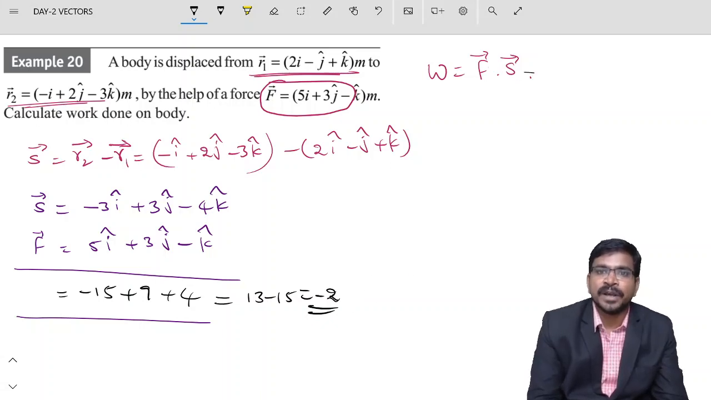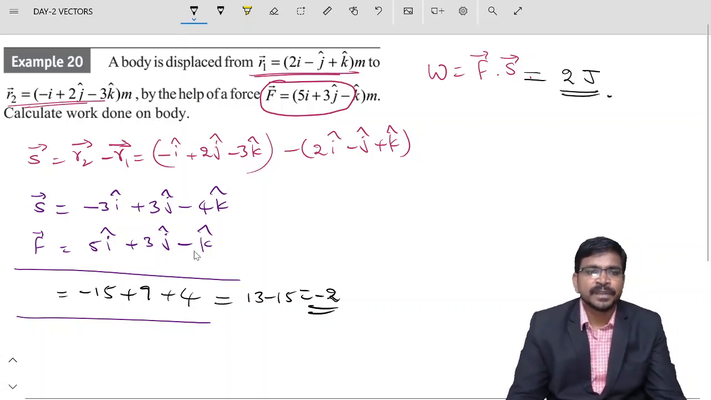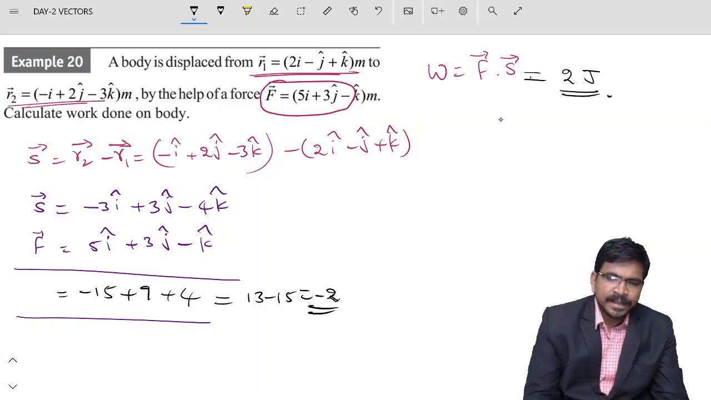So work done is, here we will take 2 joules, only magnitude we will take in the case of work done, right? 2 joules. Or in the options, if you get minus 2 joules, you should take minus 2 joules only. If they don't give minus 2, then go for 2 joules.